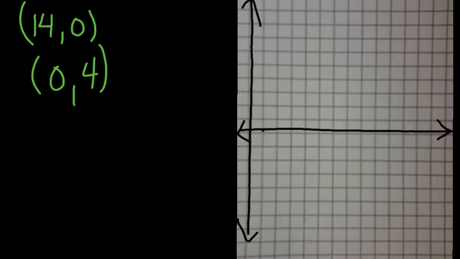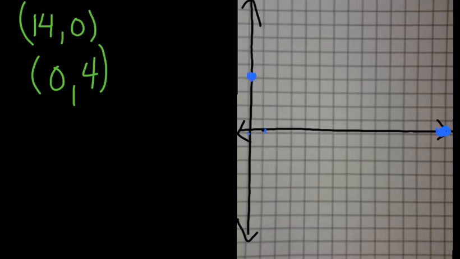Okay, now I'm ready to graph. I kind of scooted my axis over to one side because 14 is a pretty big number. So I'm going to go over 14 and up 0. So 1, 2, 3, 4, 5, 6, 7, 8, 9, 10, 11, 12, 13. It's actually right here. The point 14, 0 is right under my arrow. That is where it crosses the x-axis, the x-intercept that we found by putting 0 in and solving. So now we need to find 0, 4. Well, 0, 4 is right here.